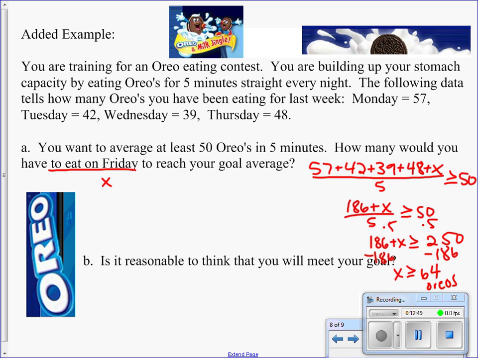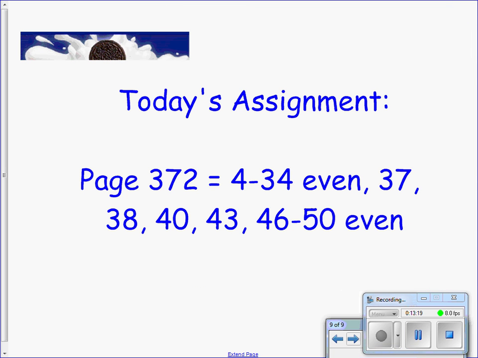Is it reasonable to think that you will meet your goal? Yes, with an icky stomach. But if you look at our data, 64 is really high compared to everything we've done. No, because it is so much higher. Or you can say yes, because you have been taking it easier than you were on Monday. Whatever your answer, make sure you can justify it. And here's your homework for 6.3.